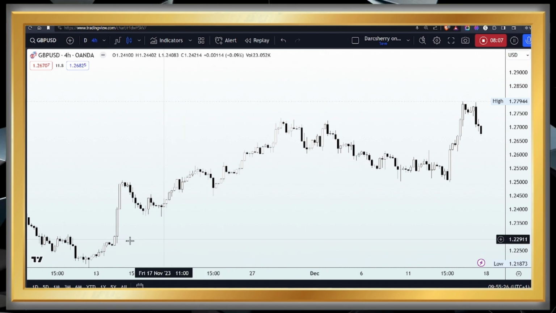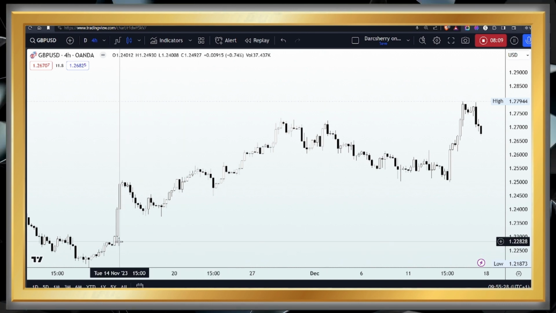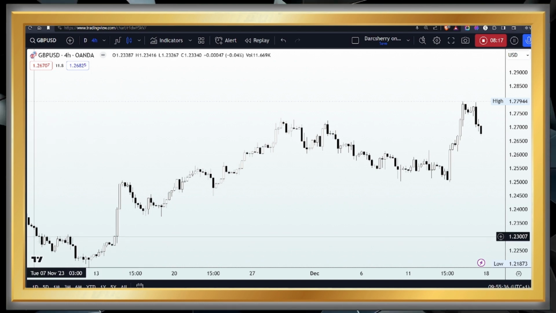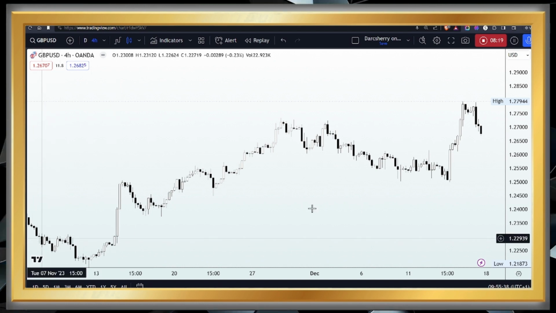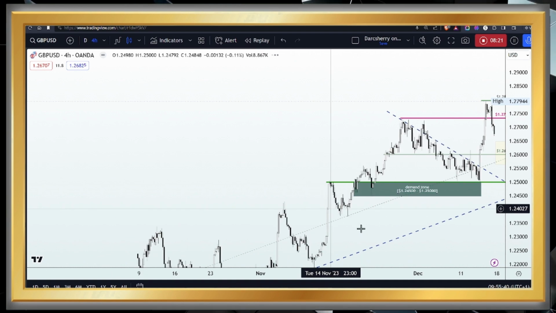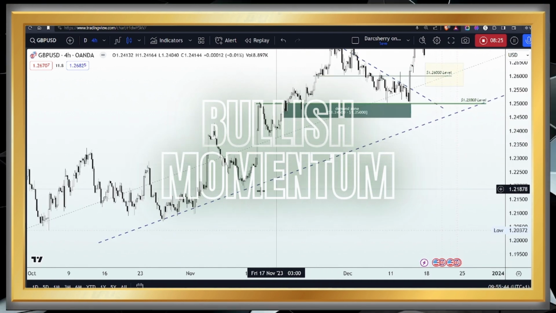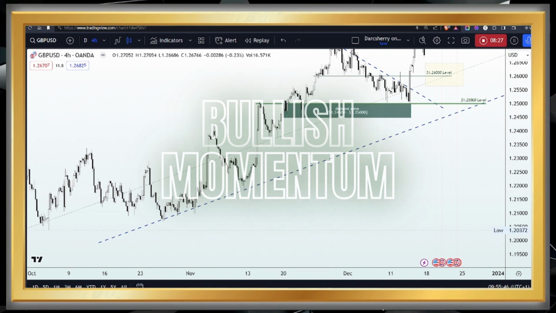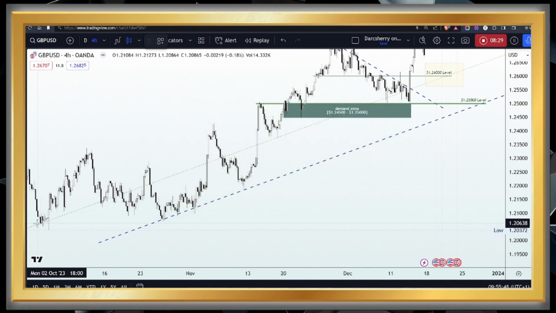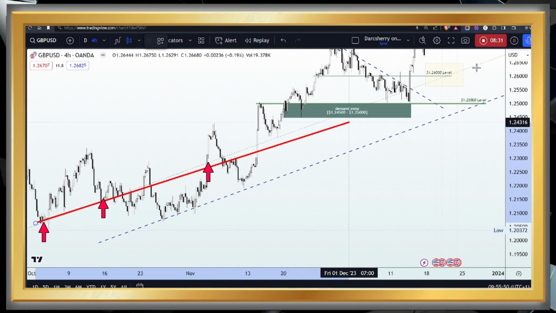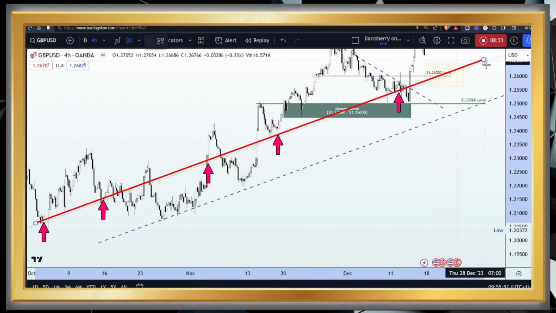And what I did here on the 4 hours time frame was to take into consideration the nature of price action since the month of November. And this was what I was able to come up with. The first thing here is the fact that price action has been very, very bullish in the last 1 month. And in fact, we have a couple of ascending trend lines that emphasize the strength of the buyers here.